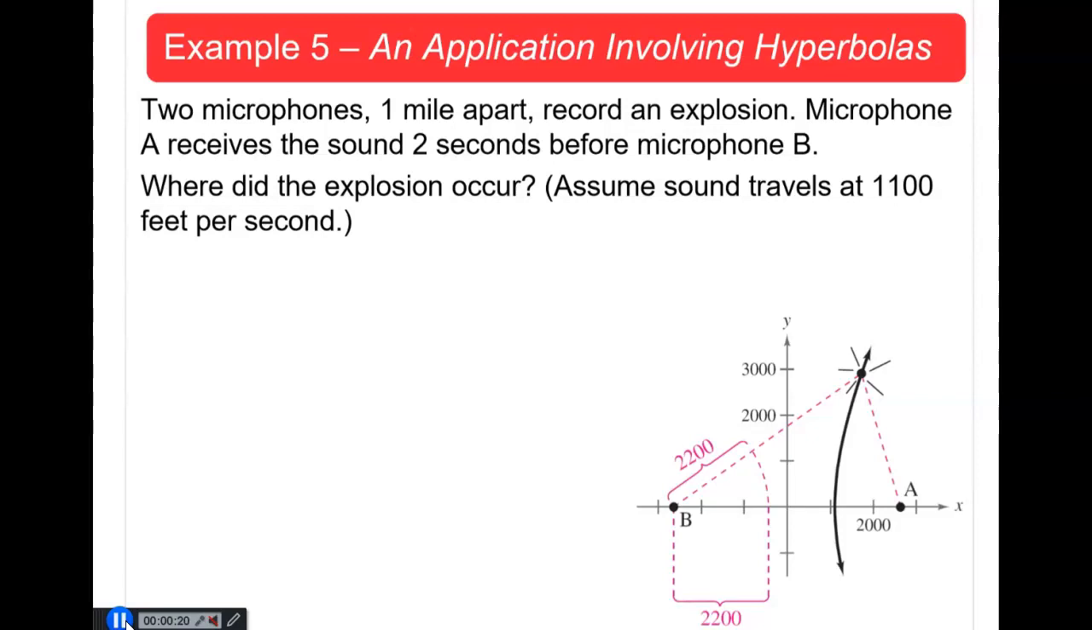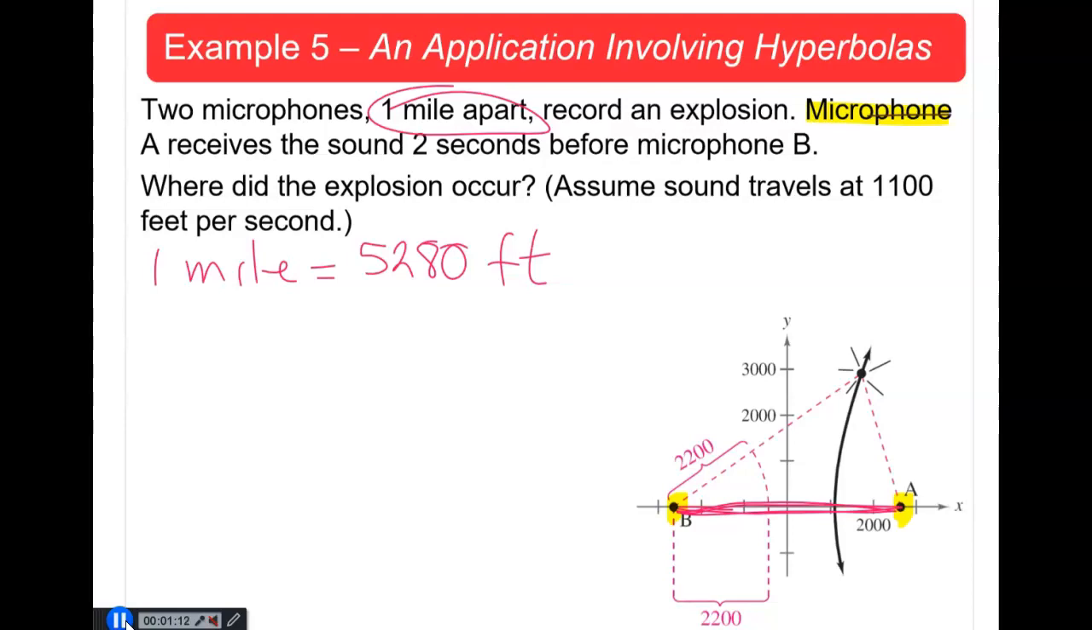We have two microphones that are a mile apart. Let's look at the two microphones, which will be in this drawing. The microphones are the foci. Because we know they are 1 mile apart, the distance from one to the other is 1 mile. So we're going to use the conversion of 1 mile equal to 5,280 feet. We do that because we're also going to use the speed of sound, and that is given in feet per second.